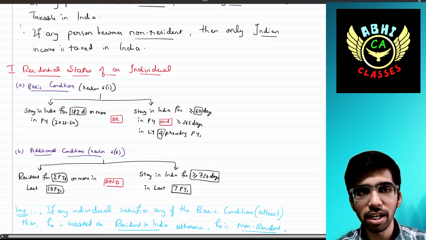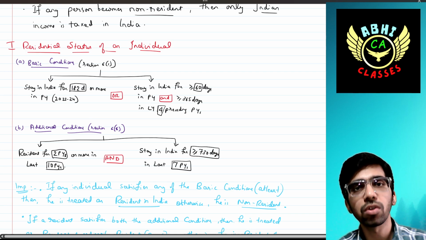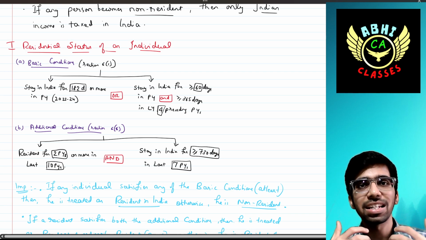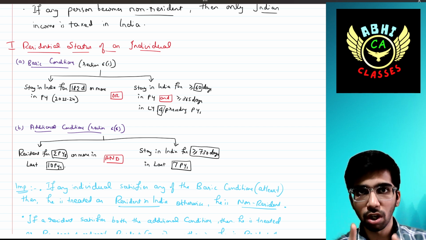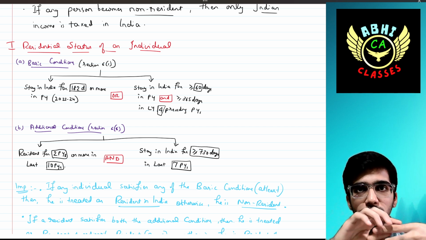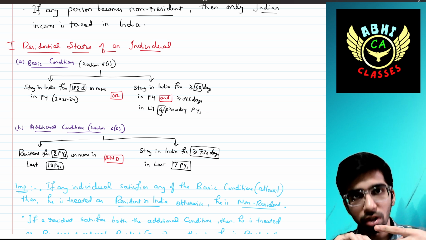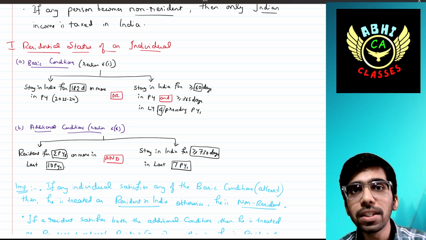Next, first we will see the residential status of an individual. How to compute the residential status of an individual. First, the basic conditions. There are two sets of conditions. First one, basic conditions. Second one is additional conditions. First, we will see the basic conditions.